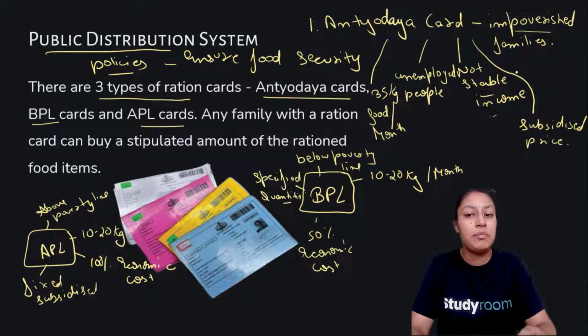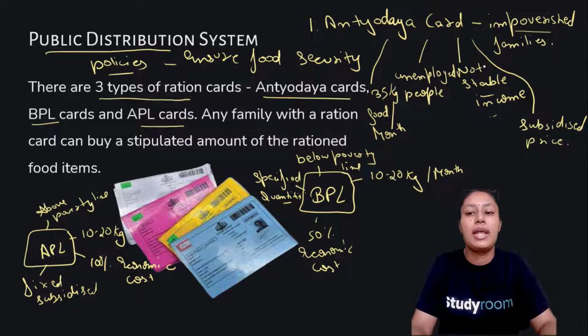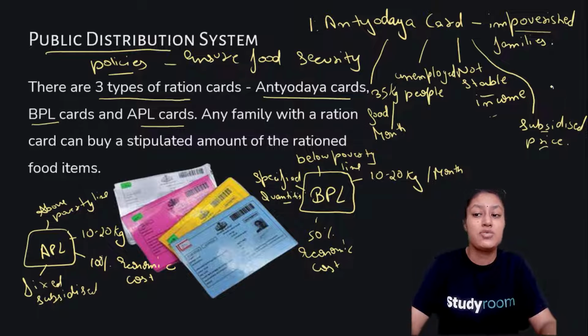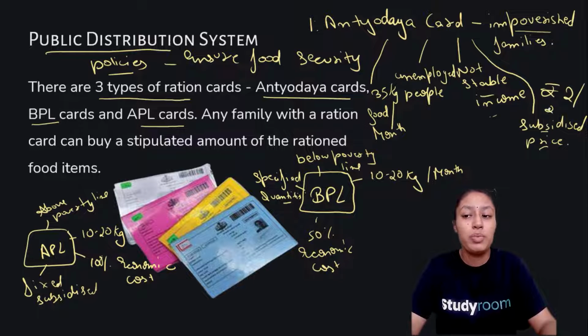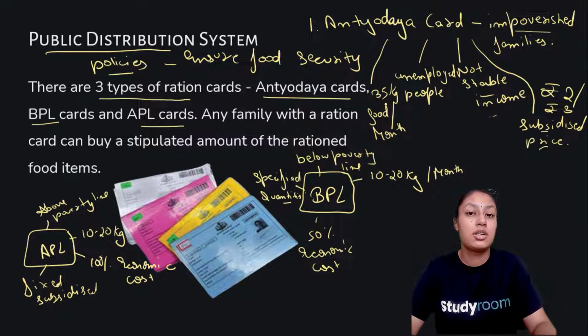People holding Antyodaya card are identified by the state government, and the food given to them will be at a subsidized price, which is rupees 2 or rupees 3 per kg for wheat, sugar, and all the basic and staple foods. People holding Antyodaya card get 35 kg of food per month.